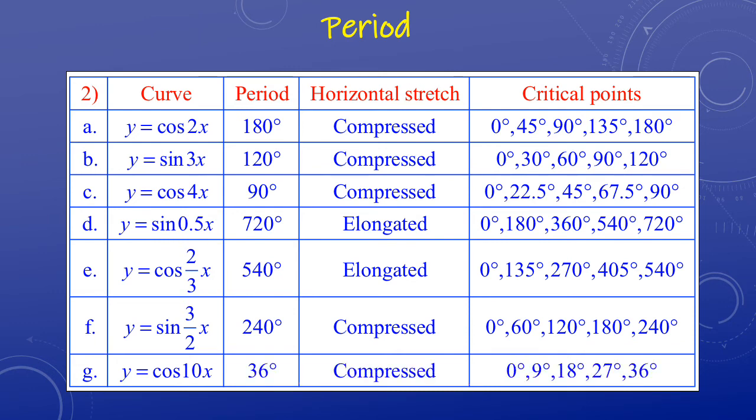Finally, for G, we have y is equal to cosine of 10x. The period is 360 degrees divided by 10, which is 36 degrees. Since this is less than 360 degrees, this will be compressed, very compressed, because the period is so small. The critical points will be 0 degrees, 36 degrees at the ends, 18 degrees in the middle, 9 degrees between 0 and 18, and 9 plus 18, which is 27 degrees as the fourth critical point.